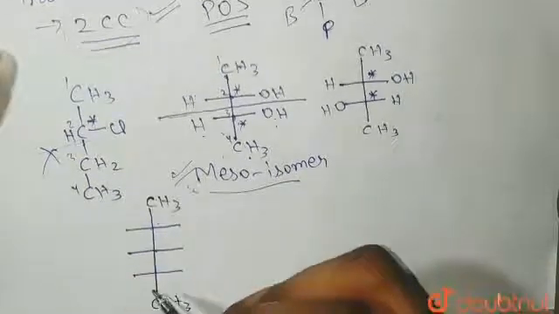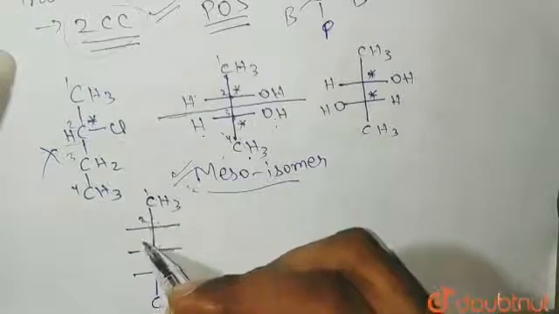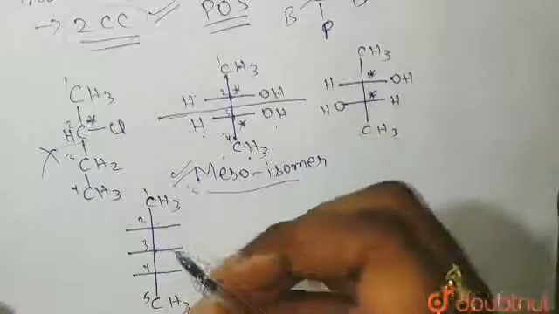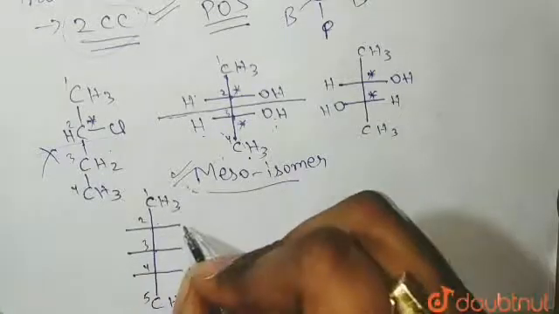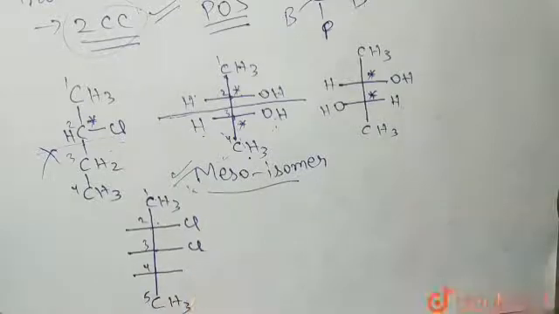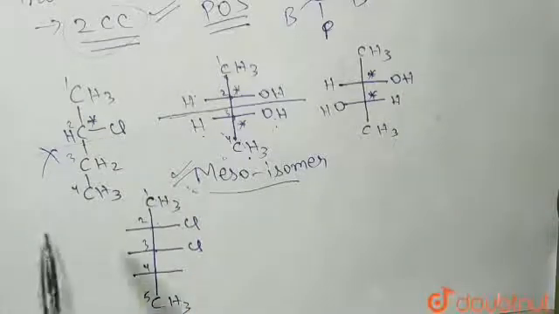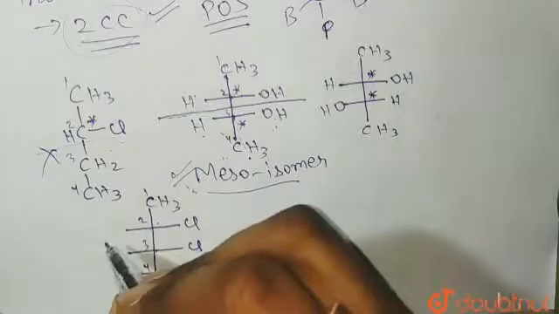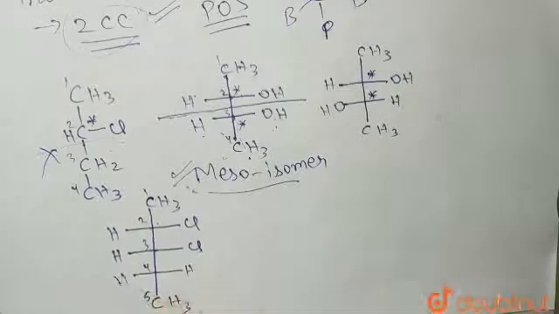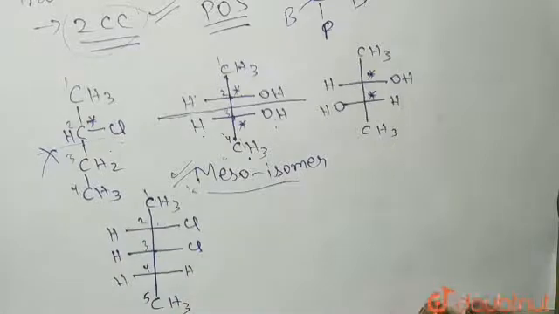Now this is pentane. Now let's number them 1, 2, 3, 4 and 5. Now 2,3-dichloro means that at position 2 we have a chloro group. At position 3 also we have a chloro group attached. Alright, then 2,3-dichloropentane. Okay, this is the structure. Let's complete the valencies. Hydrogen, hydrogen. Here also hydrogen, hydrogen. Now this is the structure of 2,3-dichloropentane.